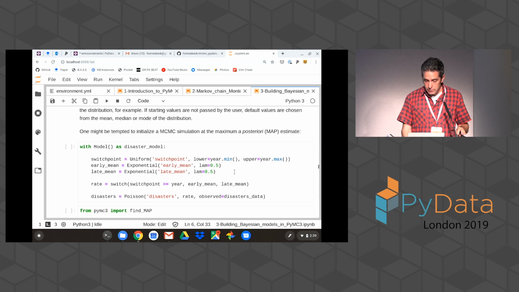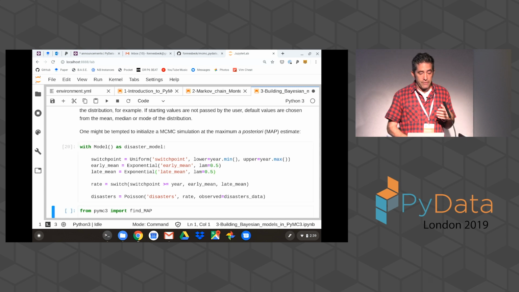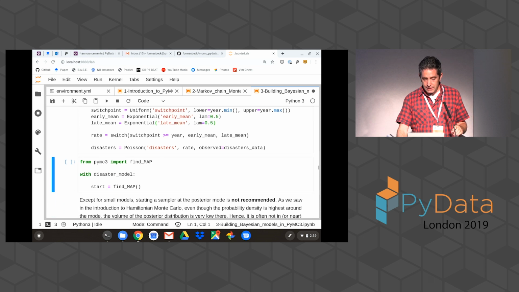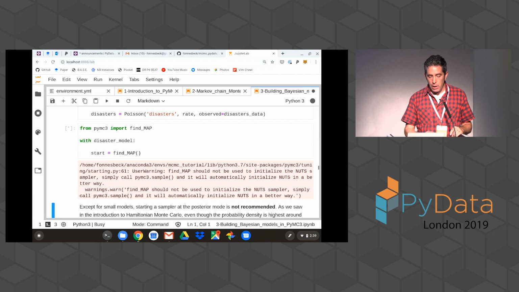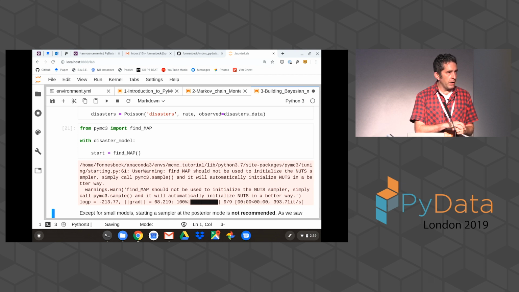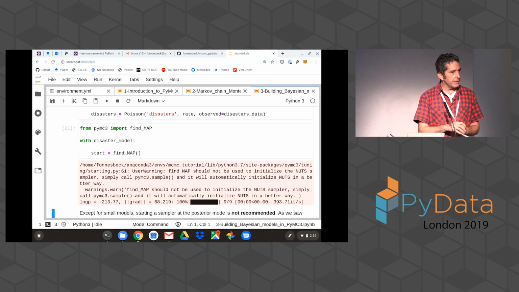Starting values. How do we pick starting values? If you don't pass any information to your model, it will usually choose the mean, the mode, or the median. In some cases, you can do an optimization. There's a function called find_MAP, which finds the maximum a posteriori value for that variable. It just uses SciPy's optimizers, actually, and finds the mode.